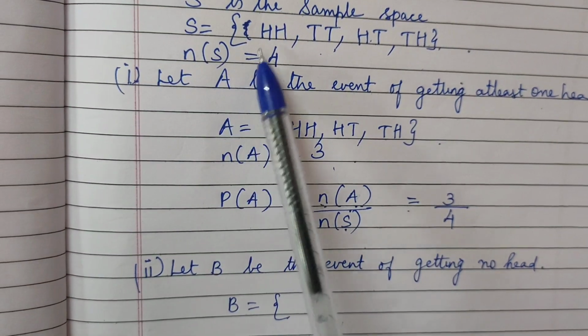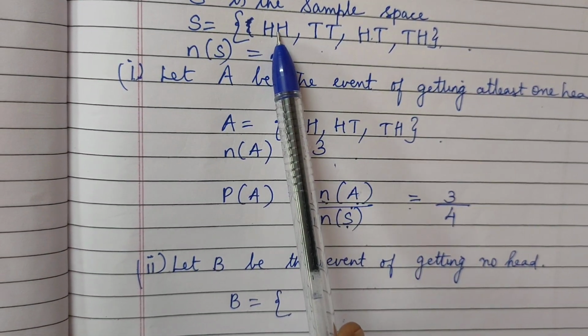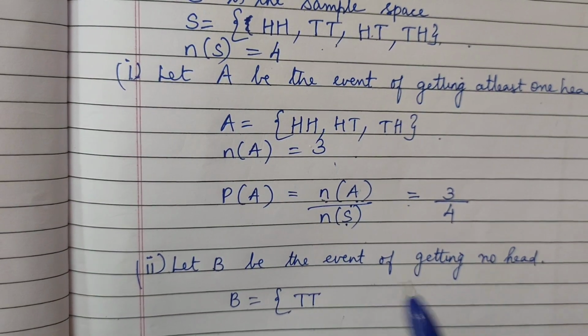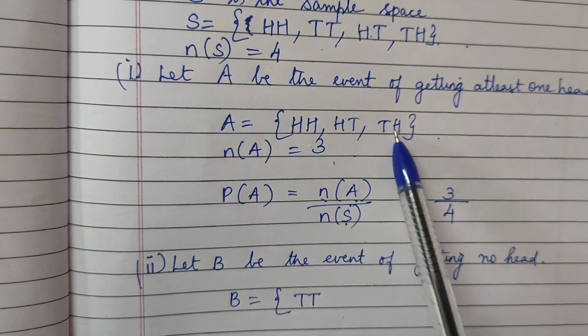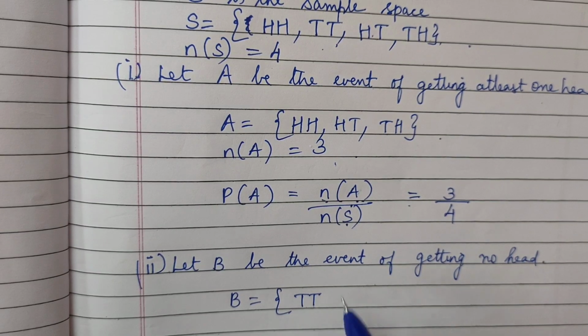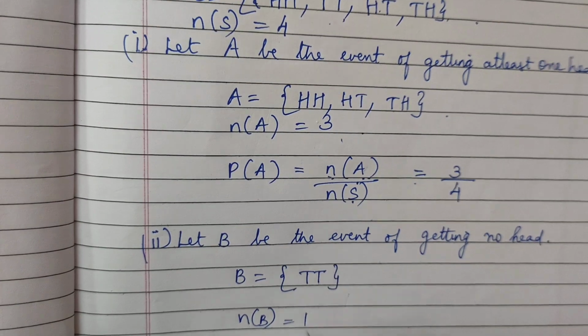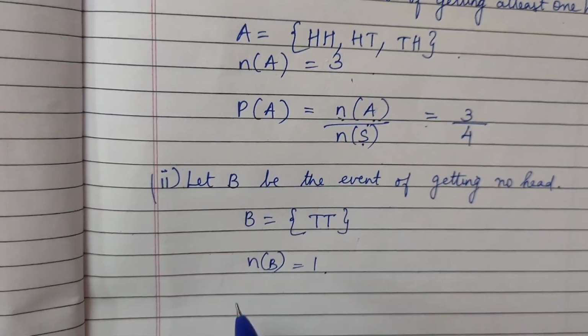So you can see where there is no head, here there is a head, so we can't take it. Here there is no head, so we will write it T, and here also head, here also head. एक भी head नहीं होना चाहिए, so only one is left here. So we write n of B as 1.